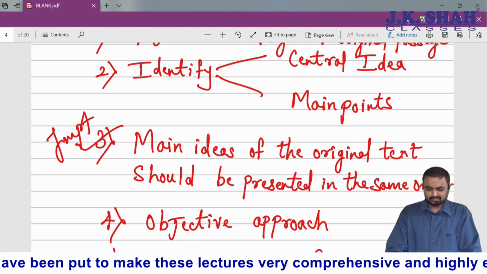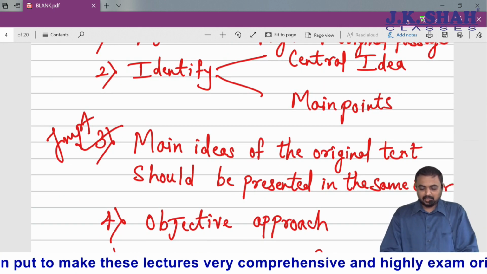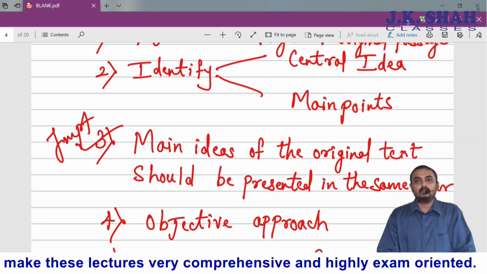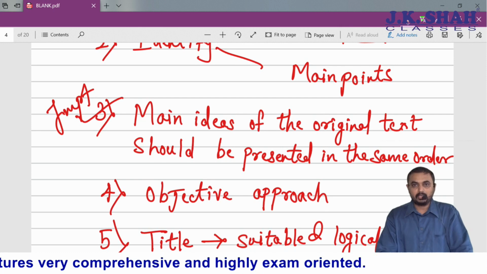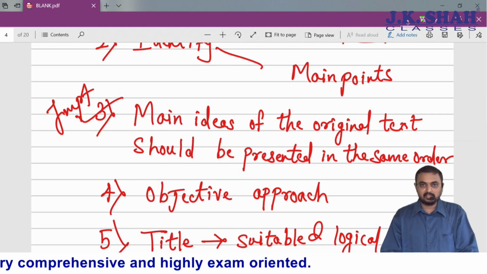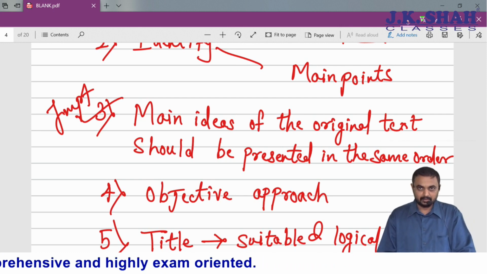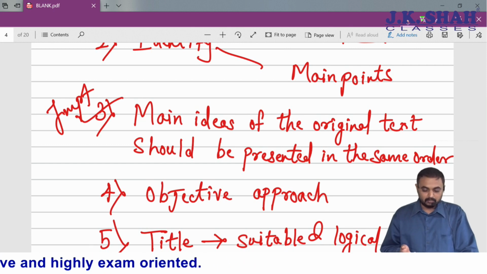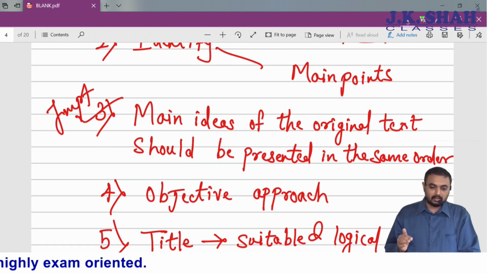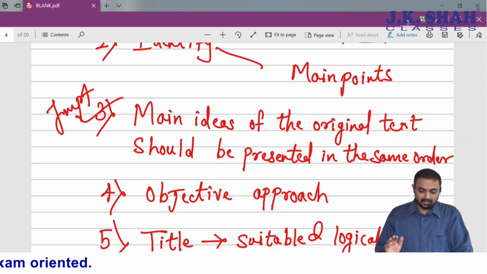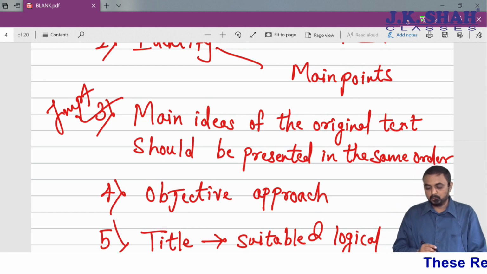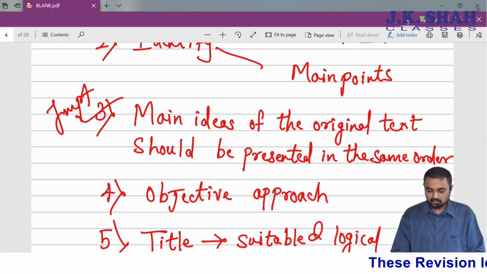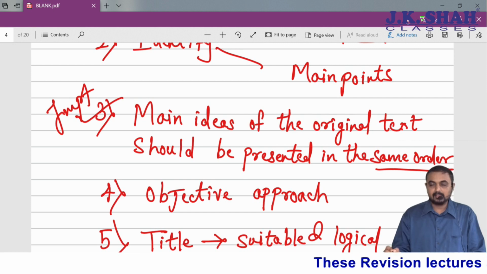Third one, main ideas of the original text should be presented in the same order. It's an important point because it actually differentiates between summary and Precis writing. In summary, you have the freedom. You can take any particular point and arrange it in any form of sequence. But here, it is not possible for you to do so. The main ideas of the original text should be presented in the same order.